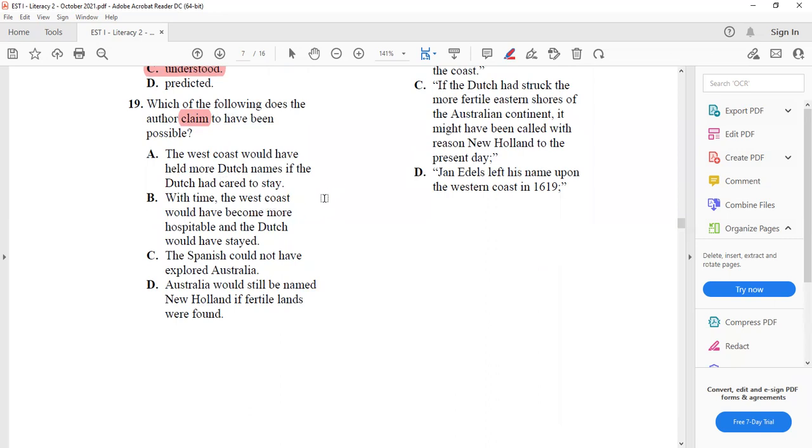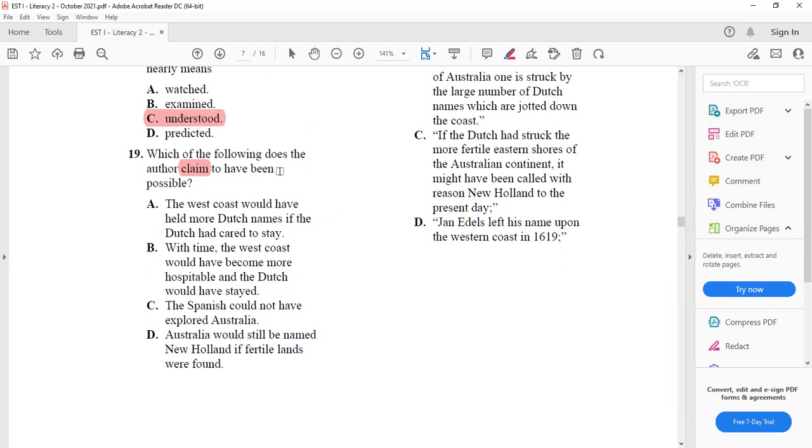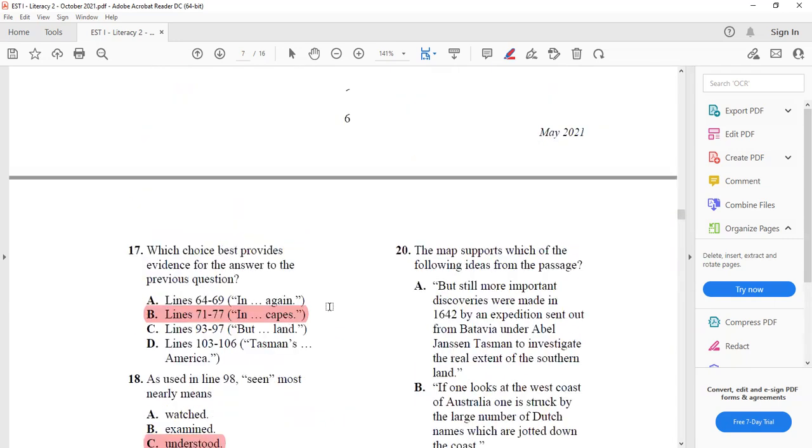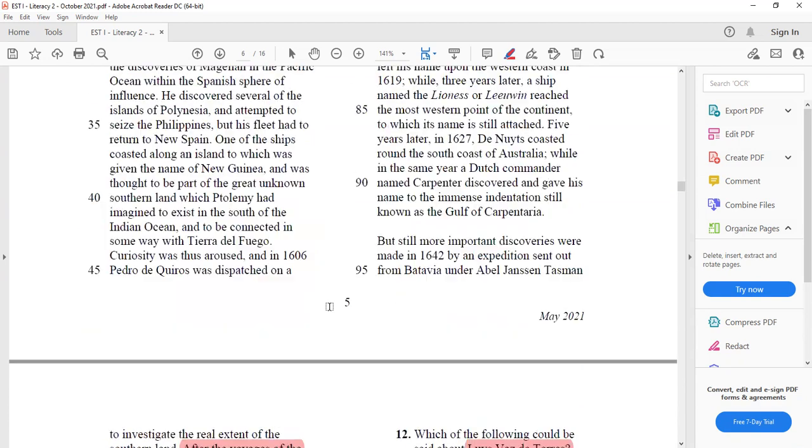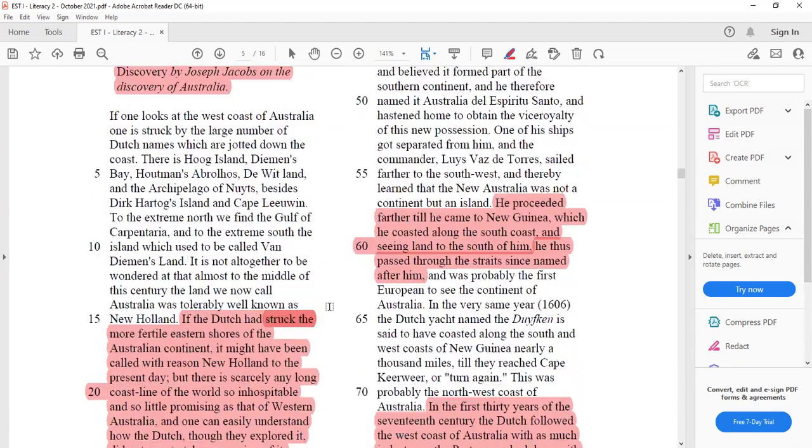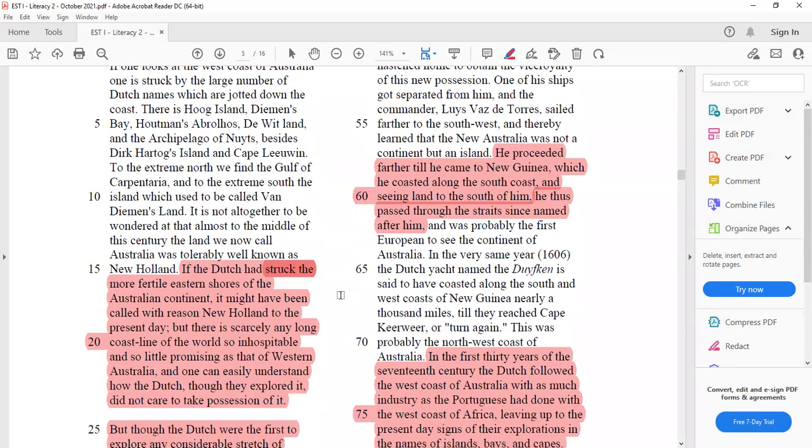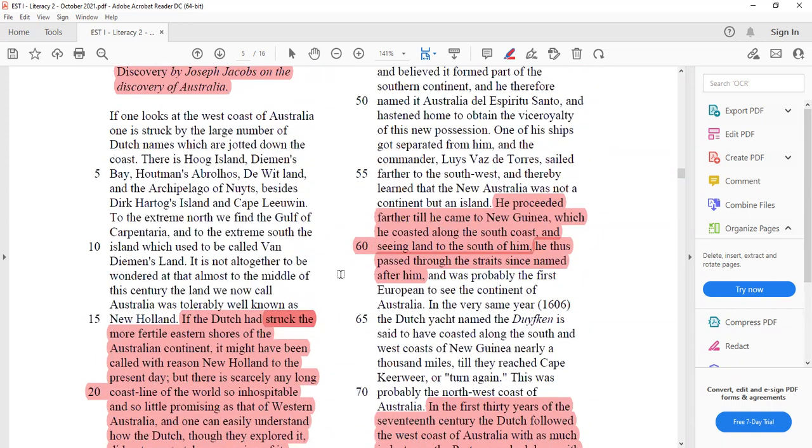And after that, we're going to find it, because actually it's not mentioning a line. And that is the hardest type, because if it doesn't mention a line, you have to search the whole passage to find it, in the area that, take care, is actually not highlighted. Okay. So which of the following does the author claim to have been possible? I think, Mr., we're going to find it in the beginning, I think. Okay.